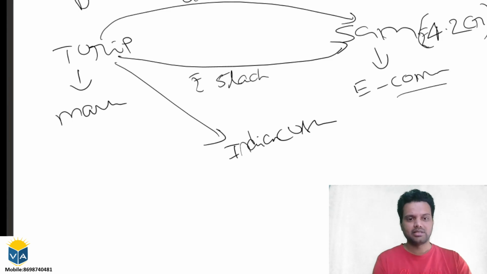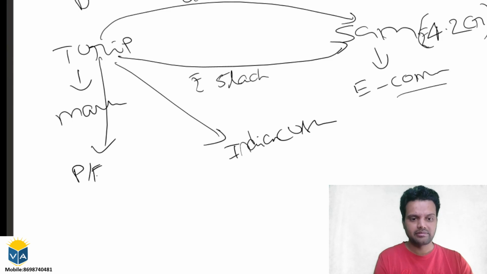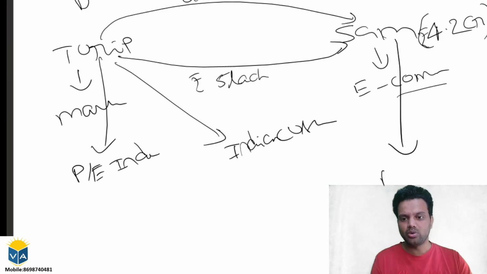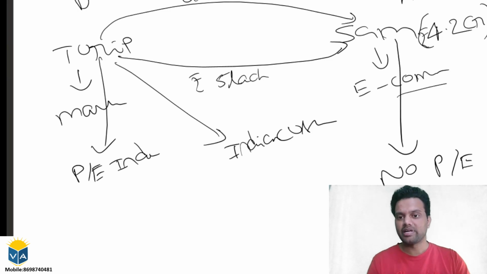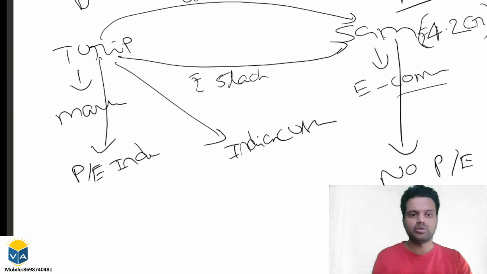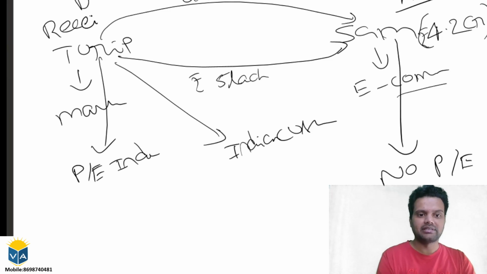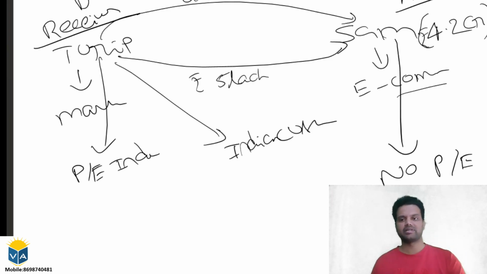So in this case, Turnip has a PE in India, SAM has no PE in India. Is SAM the service provider or receiver? Service provider. Turnip, service receiver. Okay. The service provider doesn't have a PE in India, but Turnip has a PE in India.